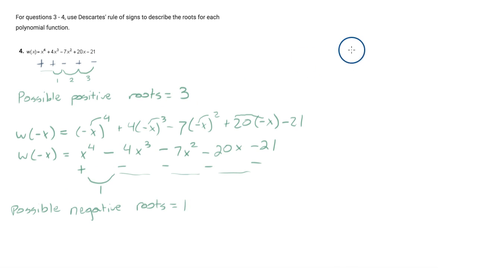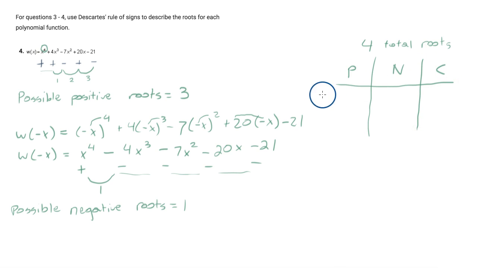So to describe all of our roots, remember we have an exponent of 4, which means we need 4 total roots. We can have positive roots, we can have negative roots, and we can have complex roots. So I'm going to make a quick chart to show all of the possibilities here. So in possibility 1, we have the maximum number of positive roots. That's 3. That leaves us 1 negative root that we can have and 0 complex roots, giving us a total of 4.